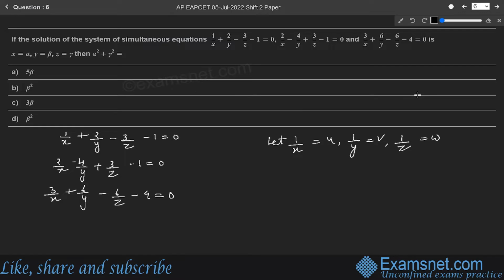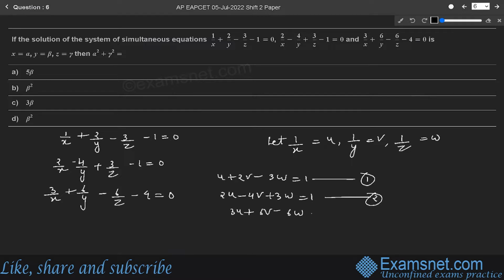So the equation becomes u plus 2v minus 3w is equal to 1. Let this be equation number 1. Similarly, 2u minus 4v plus 3w is equal to 1. Let this be equation number 2. And 3u plus 6v minus 6w is equal to 4. Let this be equation number 3.